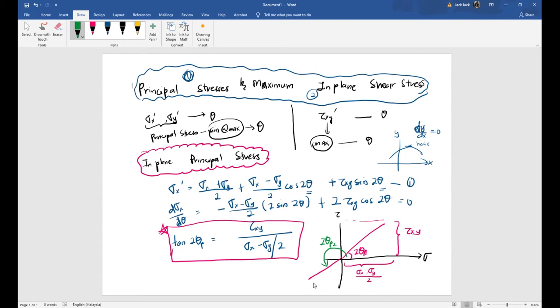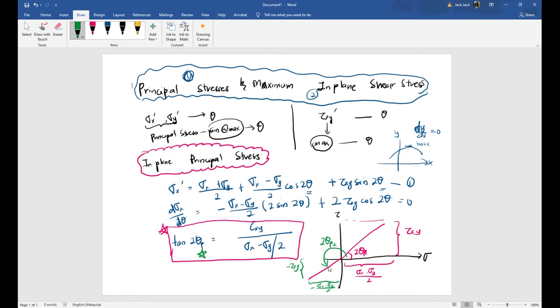This is your 2 theta p2. Similarly, since it is on the left side, the distance here is equal to sigma x minus sigma y divided by 2, and the height here, with the opposite sign, is equal to minus tau xy. This is one other method to memorize this equation. We can also use this diagram to determine the maximum in-plane shear stress. But for now, let's focus on the principal normal stress.